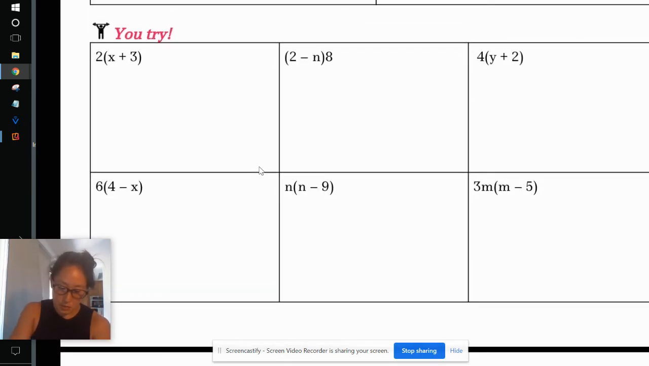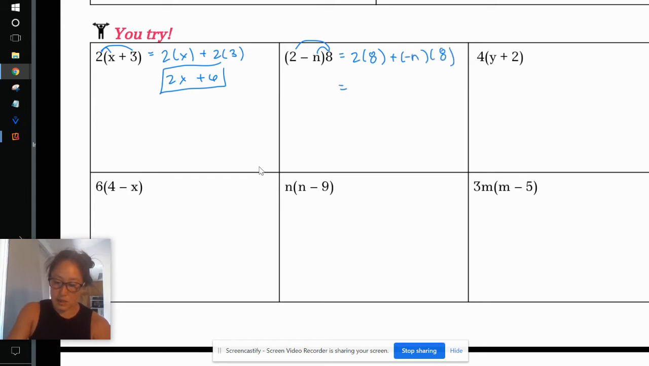Okay, so we're going to distribute. We get 2 times x plus 2 times 3, which gives us 2x plus 6. The next one, distribute the 8. We get 2 times 8 plus negative n times 8, which gives us 16 minus 8n. That positive and the negative give us a negative sign.